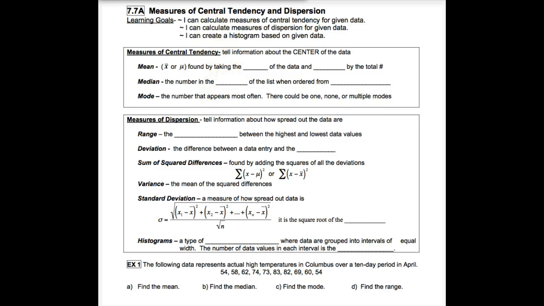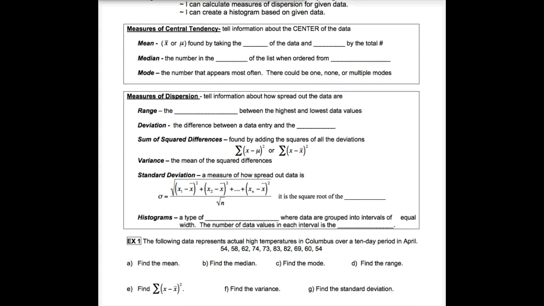All right, today we are going to talk about measures of both central tendency and dispersion, which are two different things. Notice I've got them separated here into different boxes. Three learning goals: we want to be able to calculate measures of central tendency for a given data set. We want to be able to calculate measures of dispersion for a given data set. And then we want to be able to use that information to create a histogram based on our data.